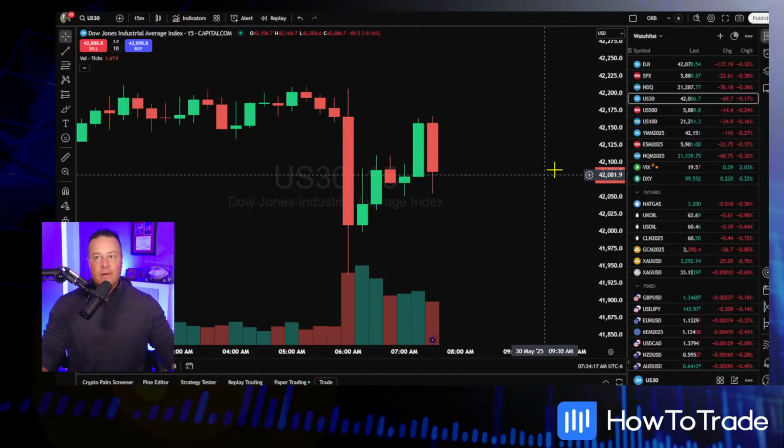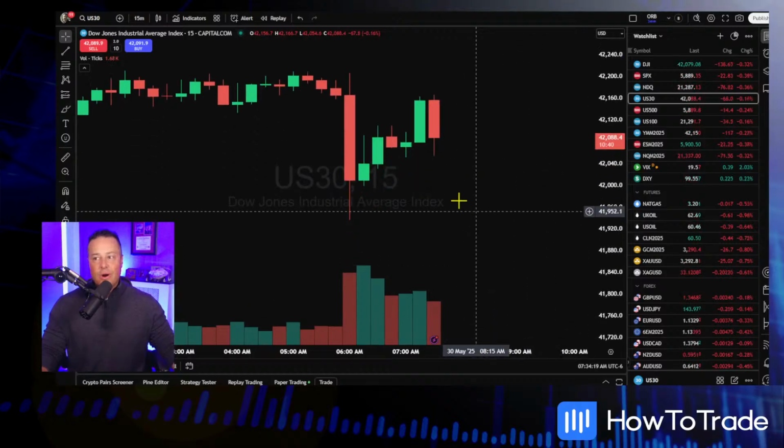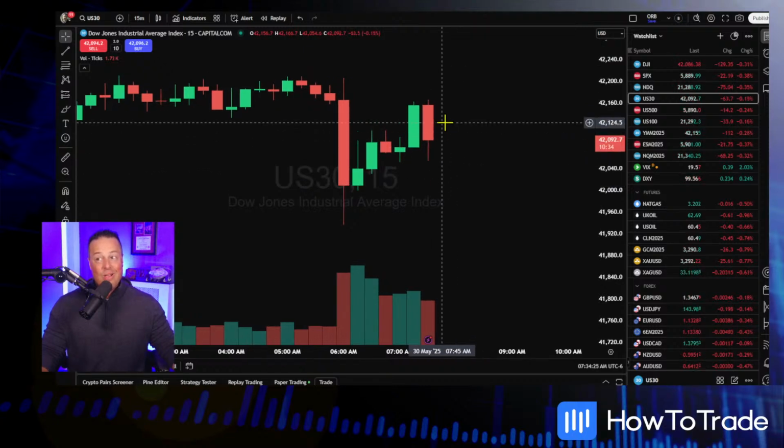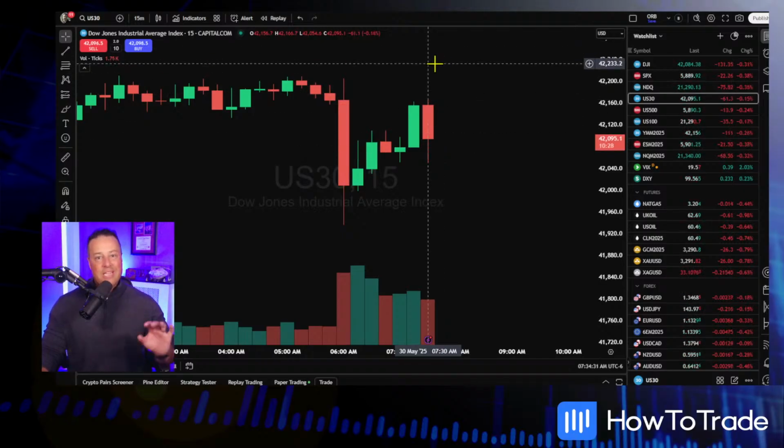US 30, this is interesting. Nice 15-minute chart, and you can see you've already got that opening print. Nice negative 15 minutes setting up right now, so we could get a nice ORB setup. That would be beautiful. I would absolutely love that. I don't really care which way it goes. I just want it to be nice and tight and something that we can sink our teeth into and attack.